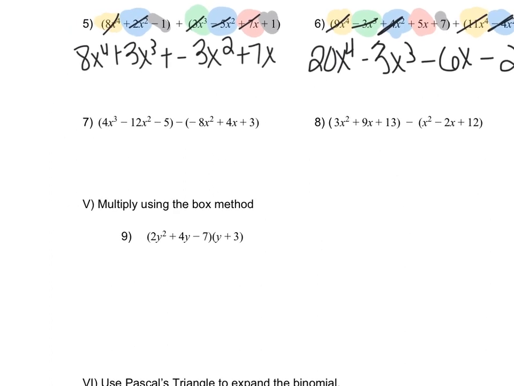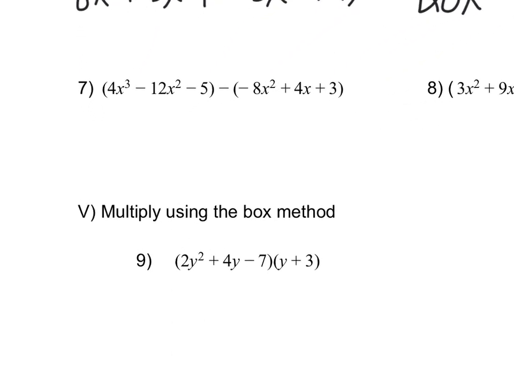Next, we're going to move into subtraction. That's where we're finding the difference, which means we need to remember that when we have subtraction in between here, that means we need to change the sign to adding the opposite of everything that's in the parentheses after the subtraction. So we're going to change this to addition, and we're just going to change the sign of everything after it in the parentheses. So we're going to have 4x to the 3rd. It's the only 3rd power. We're going to have negative 12x squared, positive 8x squared. We have negative 4x, and we have negative 5 and negative 3.